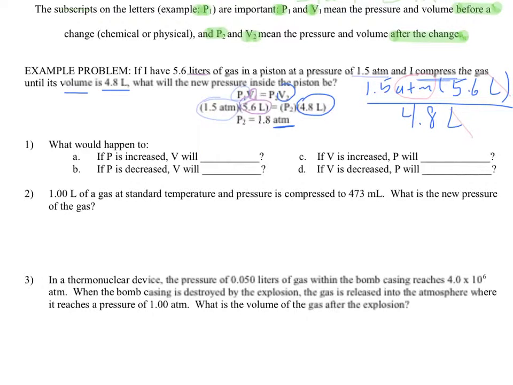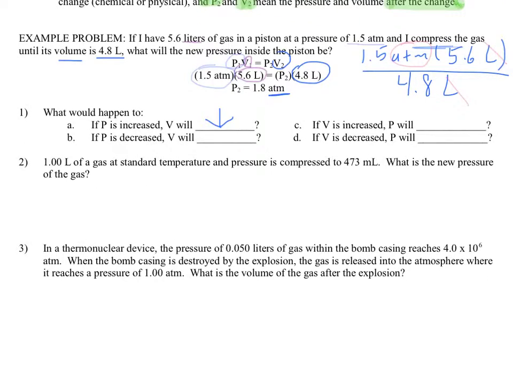So what would happen if P is increased, V will decrease. This is inversely proportional. I'm just going to draw an arrow. You can do the same. Number 2. I'll do number 2 with you.